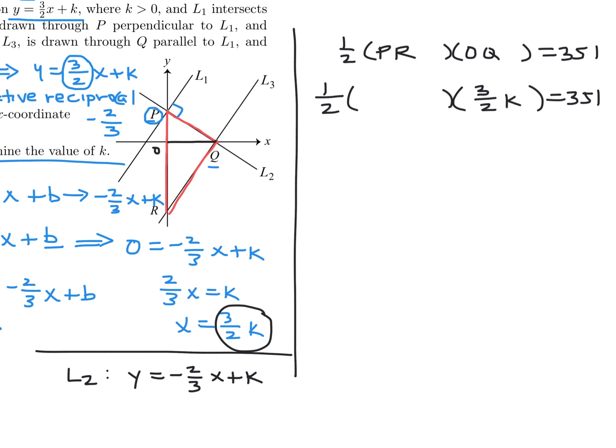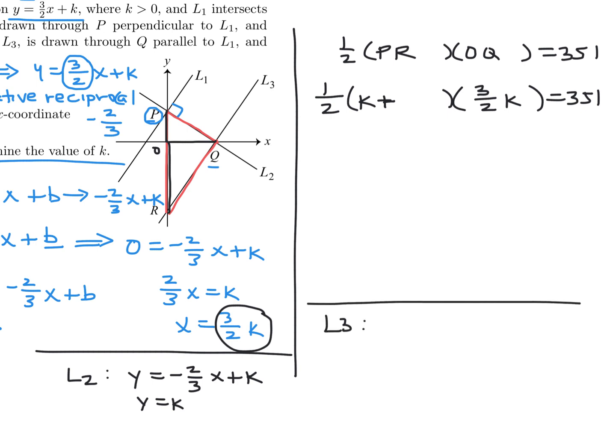Now PR is a little bit trickier. PR, how do I get that? PR I think you can also get with this line. First I'll figure out OP, which would be when x is 0. So when x is 0, this becomes k. So that is k. And then I need O to R. Then I'm going to have to use line 3. Okay, so I'm going to have to make that calculation.